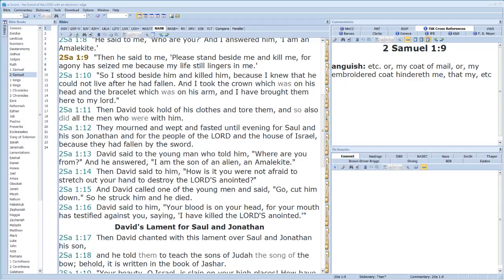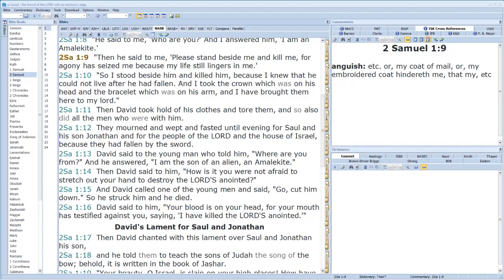And it says, verse 10, "So I stood beside him and killed him, because I knew that he could not live after he had fallen." In other words, his wound was fatal. He knew he was going to die. And so he was being merciful to him, you might say, by killing him and defeating him. It's kind of like he's helping Saul, but he's also helping David, because he's killing David's enemy, he assumes.